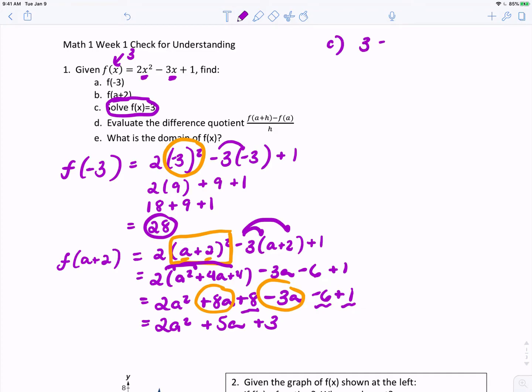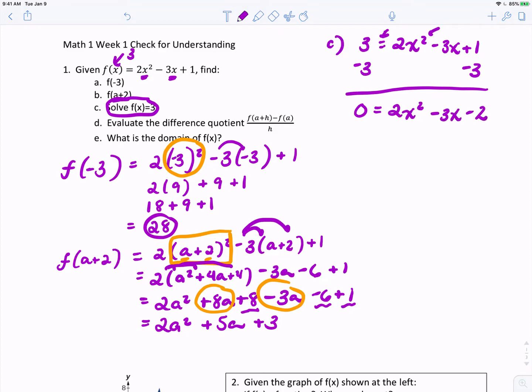Well, then we have 3 is equal to 2x squared minus 3x plus 1. So this is an equation that's quadratic, meaning it has an x squared in it. So remember, what you want to do is make one side equal to 0. So we'll have 0 is equal to 2x squared minus 3x minus 2. And now we could use the quadratic formula, or we could see if this factors. Why don't we see if it factors first?